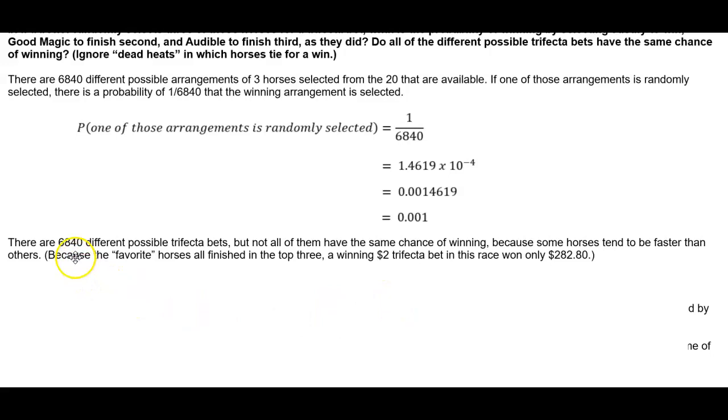So there are 6,840 different possible trifecta bets, but not all of them have the same chance of winning, because some horses tend to be faster than the others. Because the favorite horses all finished in the top 3, a winning $2 trifecta bet in this race won only $282.80.